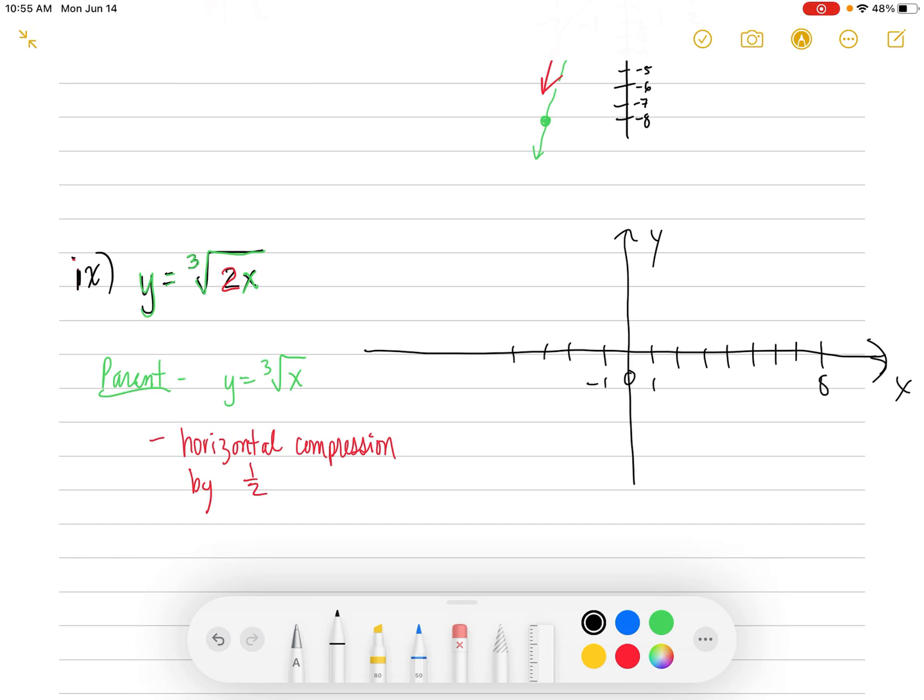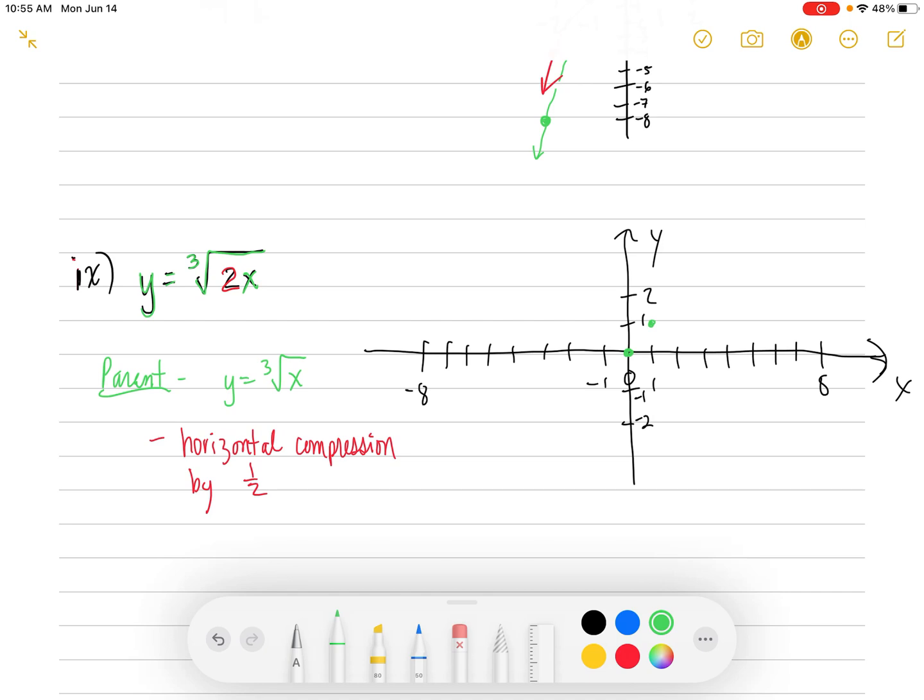1, 2, 3, 4, 5, 6, 7, 8. Negative 1, 2, 3, 4, 5, 6, 7, 8. 1, 2. Negative 1, negative 2.